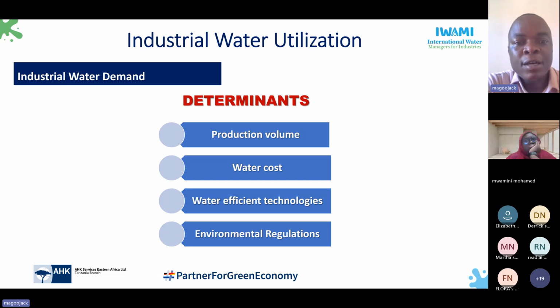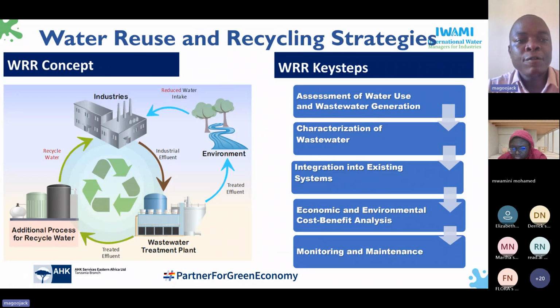Also, the water cost is another determinant: when water is expensive, most industries will find ways to minimize their use and have a low water demand. Another determinant is water efficient technologies. For industries that have efficient technologies, such as those for detecting leakages and those that can recycle the wastewater, a small amount of water can be recycled and reused, and this implies that the water demand will be low. Another factor is environmental regulation. So coming from water use, we have seen various aspects, the strategies or factors that may cause high water demand within the industrial setup.